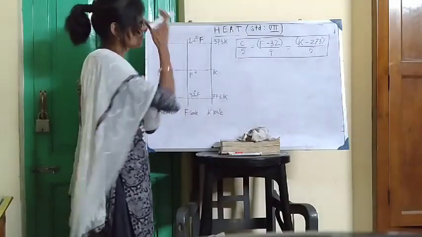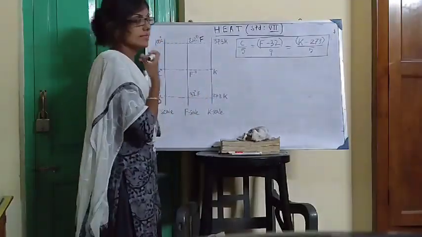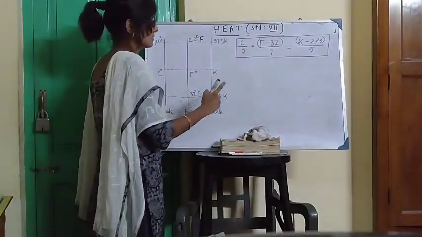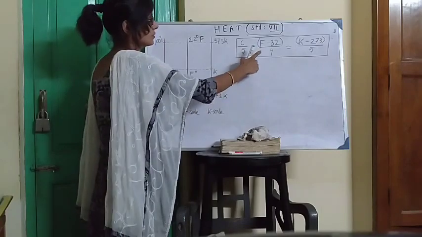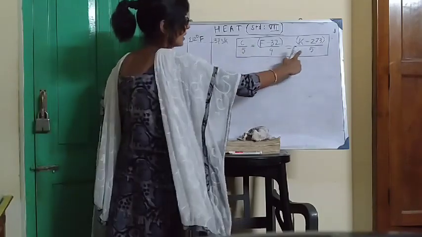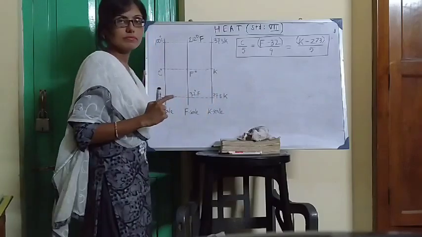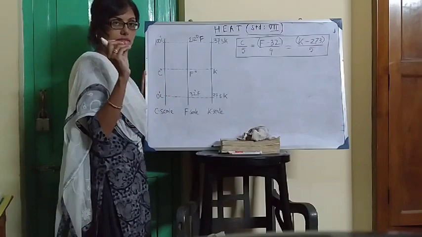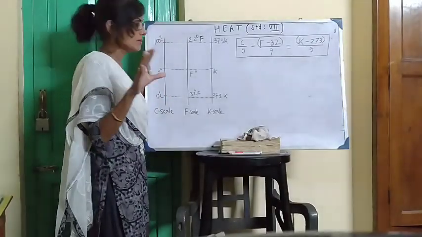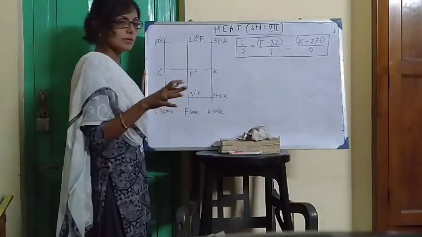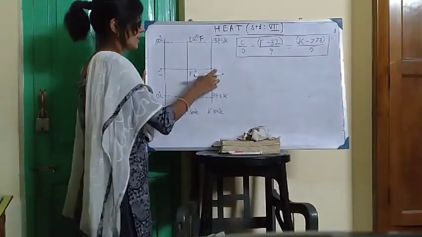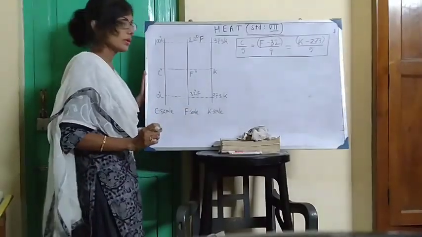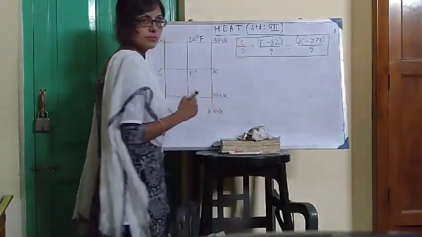Good evening, children. Last day we had done the relation among Celsius scale, Fahrenheit scale, and Kelvin scale. That is C by 5 is equal to F minus 32 by 9 is equal to K minus 273 by 5. What is C, what is F, and what is K? C is the temperature, means the reading of the temperature of an unknown body. F is the temperature of the body in Fahrenheit scale, and K is the temperature of that unknown body in Kelvin scale. Okay, so this relation we have proved.